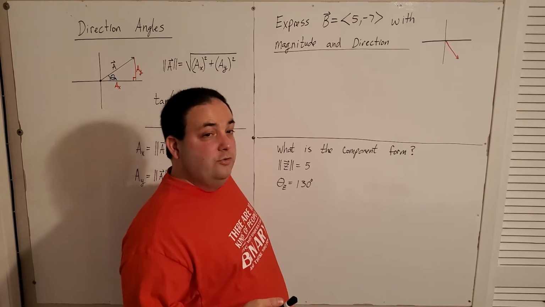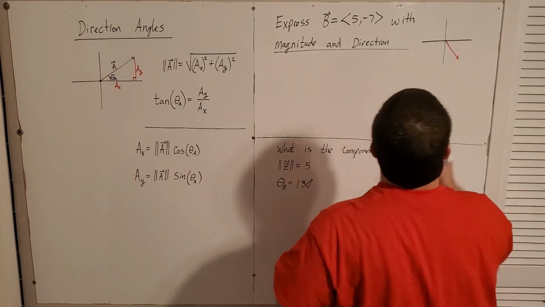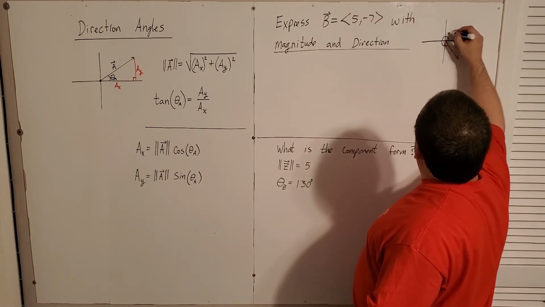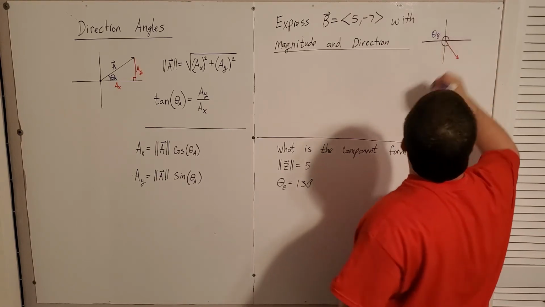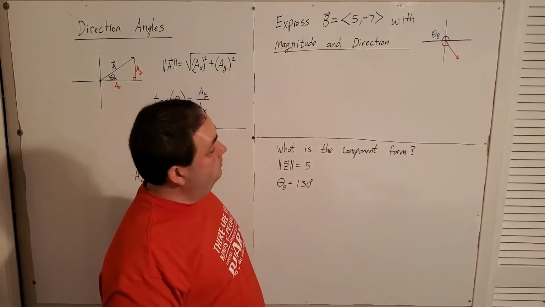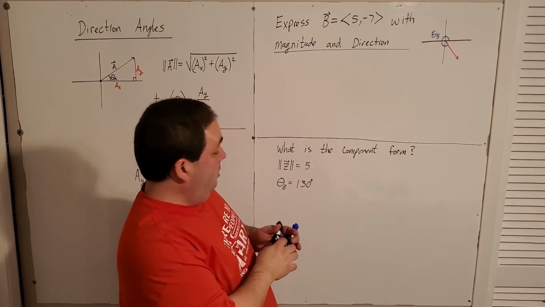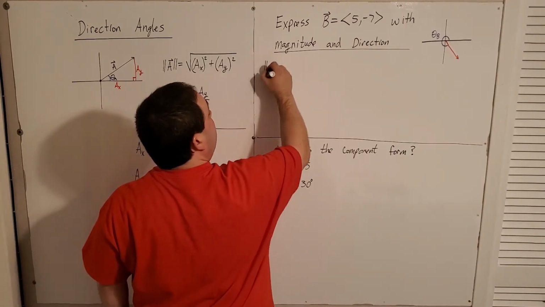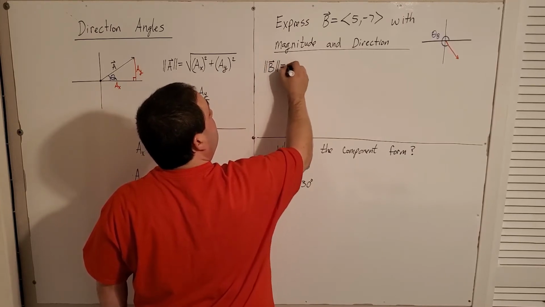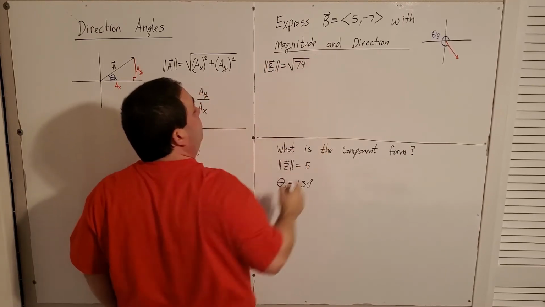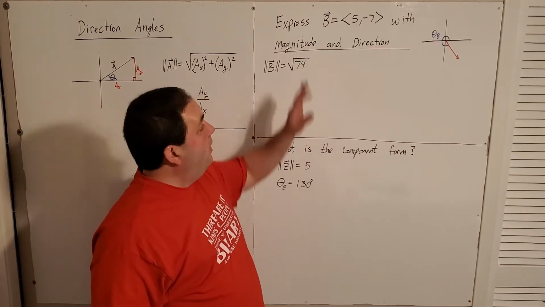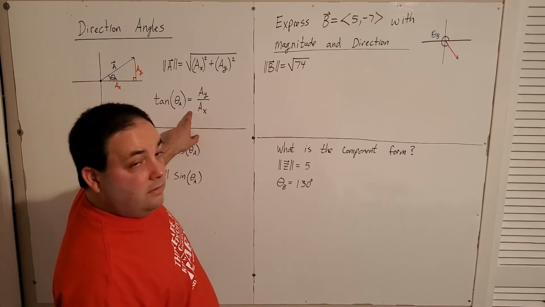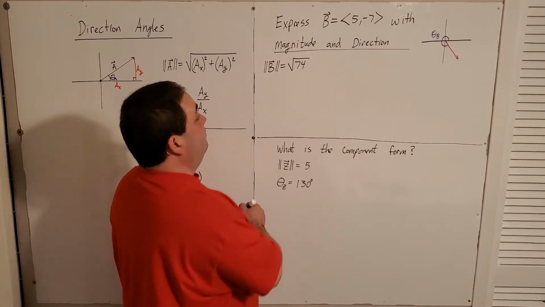Well, pay attention to the quadrant, right? I should expect my theta to be this. That should be theta B. Something from quadrant 4, right? We've already computed the magnitude of this one. We did it in the last problem, right? We already know that the magnitude of B here is square root of 74. Great. Same as before, right? 5 and -7.